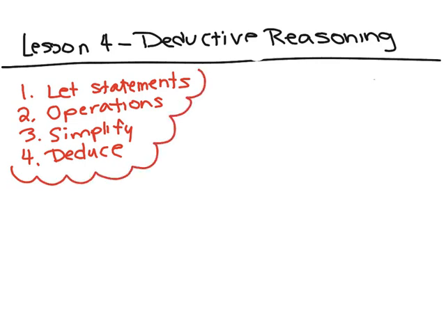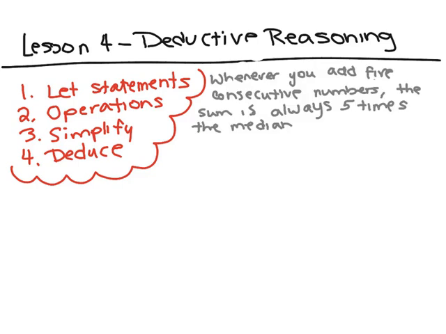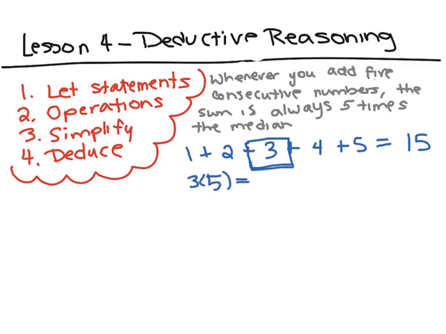So we want to prove the following conjecture. The conjecture is, whenever you add 5 consecutive numbers, the sum is always 5 times the median. So first, let's just see if this conjecture works with an example. So let's go 1, 2, 3, 4, 5. Those are all consecutive numbers. And if you add 1 plus 2 plus 3 plus 4 plus 5, type that into your calculator or do it in your head, you should get 15. So based on the conjecture, the sum will be equal to 5 times the median. Our median, which is our middle number, is 3. And 3 times 5 is 15. So this conjecture works with this example.